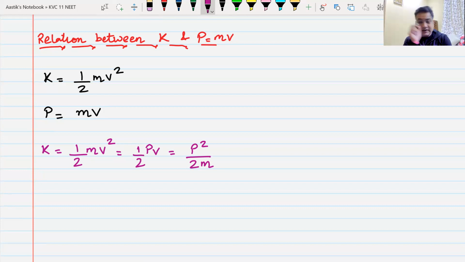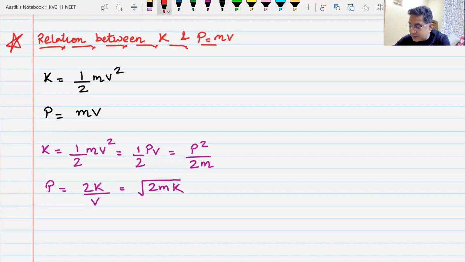Since you can write kinetic energy as p square by 2m, now I can write it in the reverse order. Momentum p will be under root of 2 times m into k. These are two or three very important relationships coming from the same p equal to mv and k equal to half mv square. More often than not, you are supposed to get a question from this part. So this becomes a very, very important part for your NEET preparation.